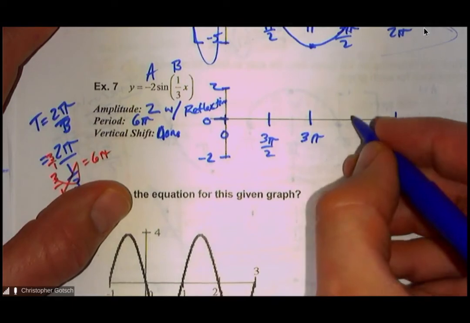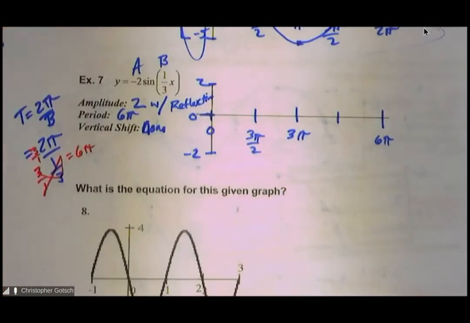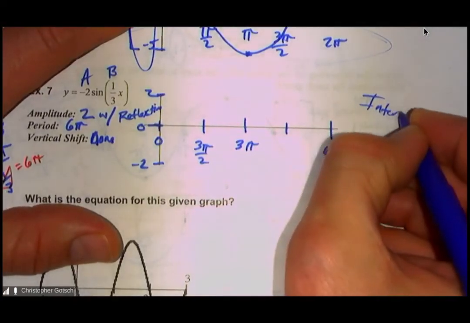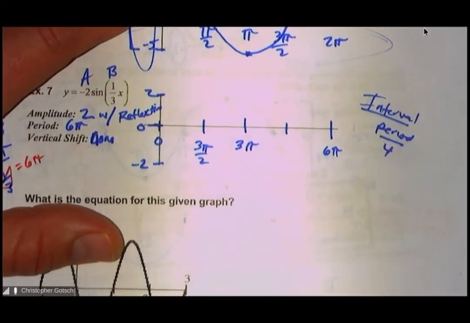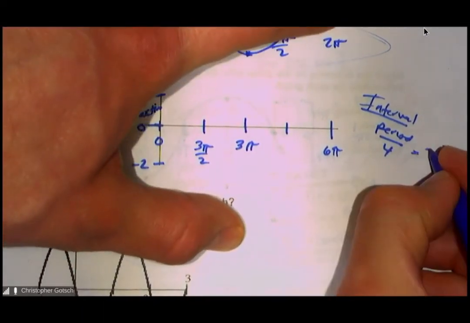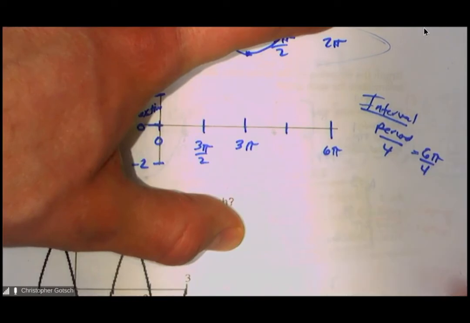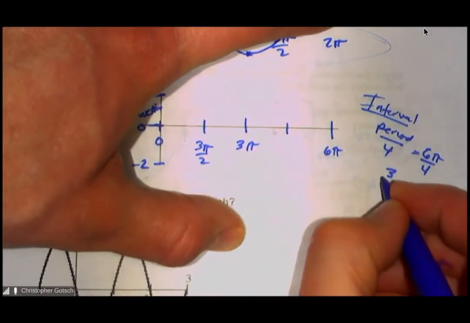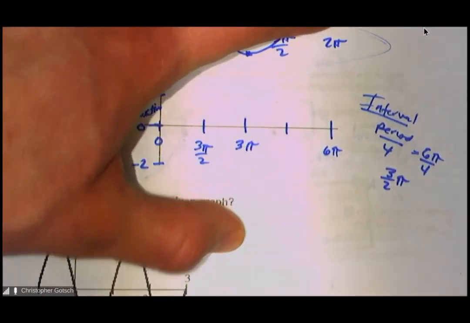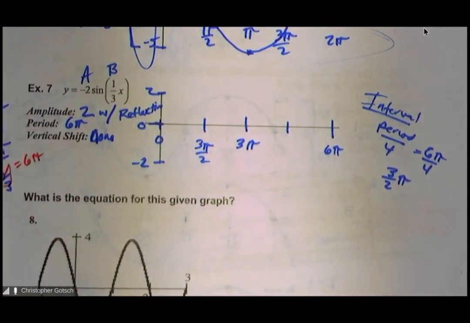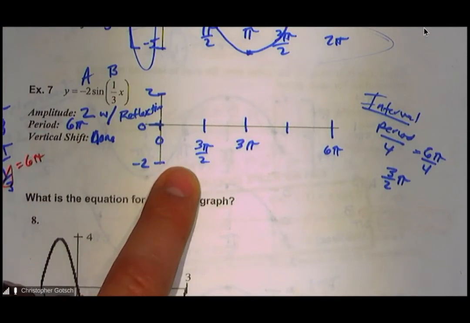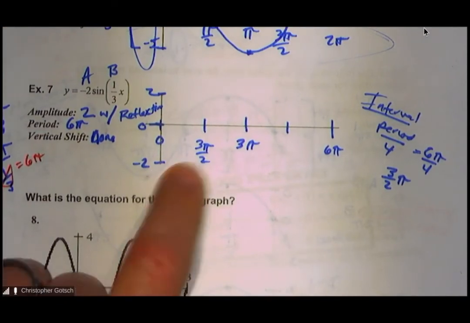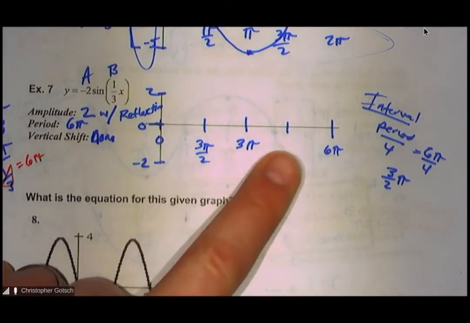Now, the hard one is coming up with this one. This is where intervals is nice. So if I'm looking at my interval, again, period divided by 4. If I take 6 pi and divide by 4, I've got 3 halves. So this is 0 plus 3 halves is 3 halves. 3 halves plus 3 halves is 6 halves. This is 9 halves.